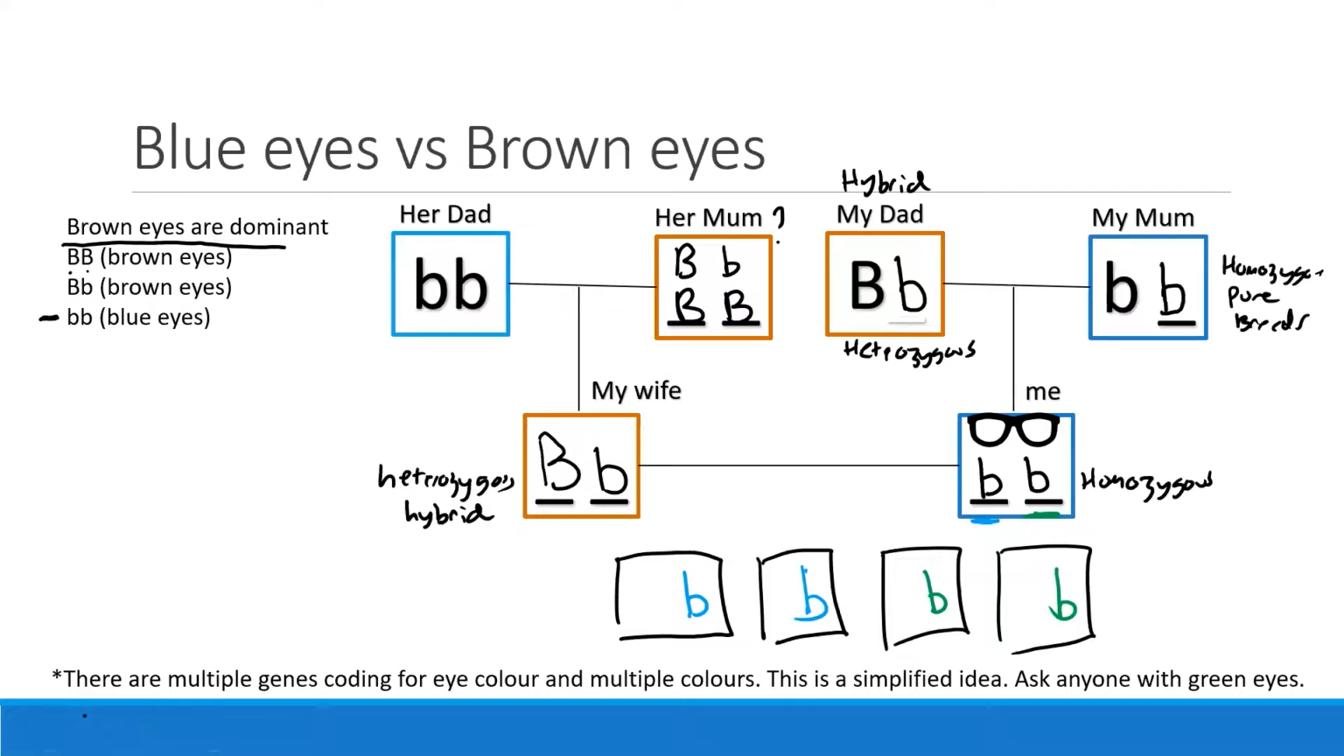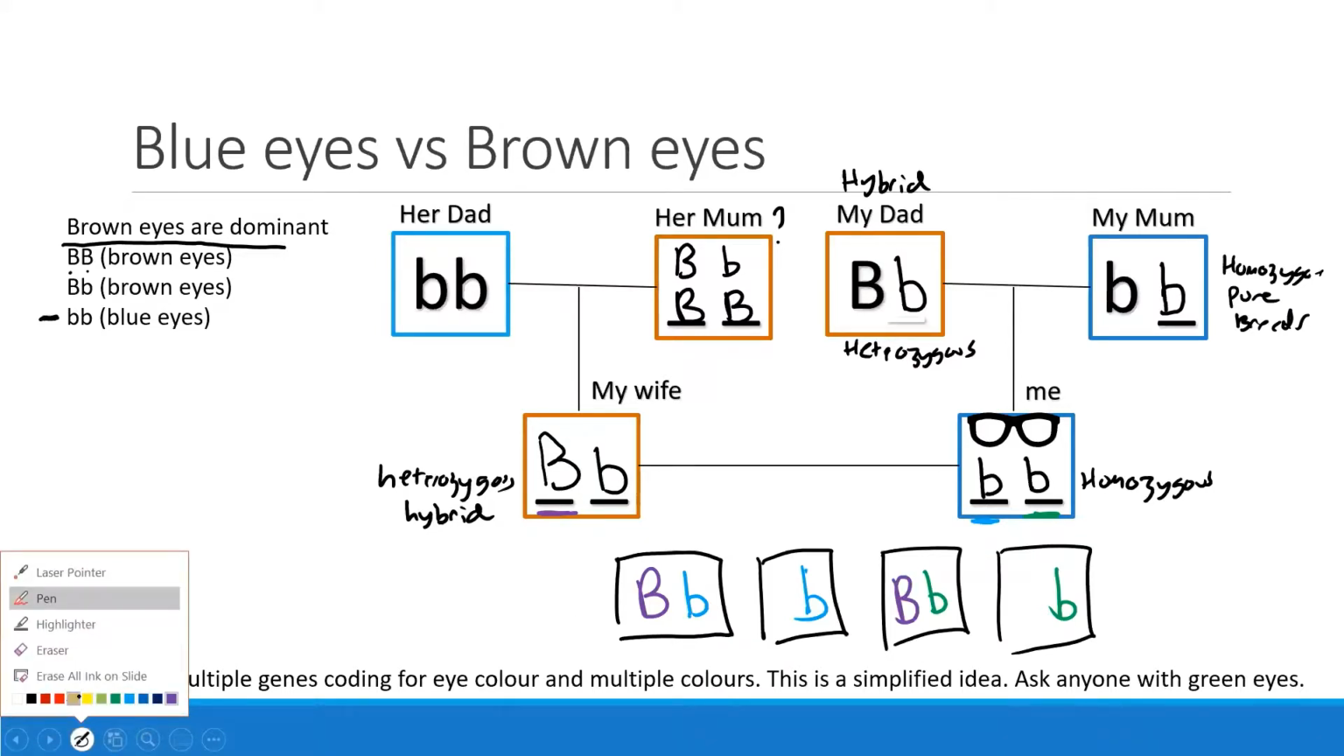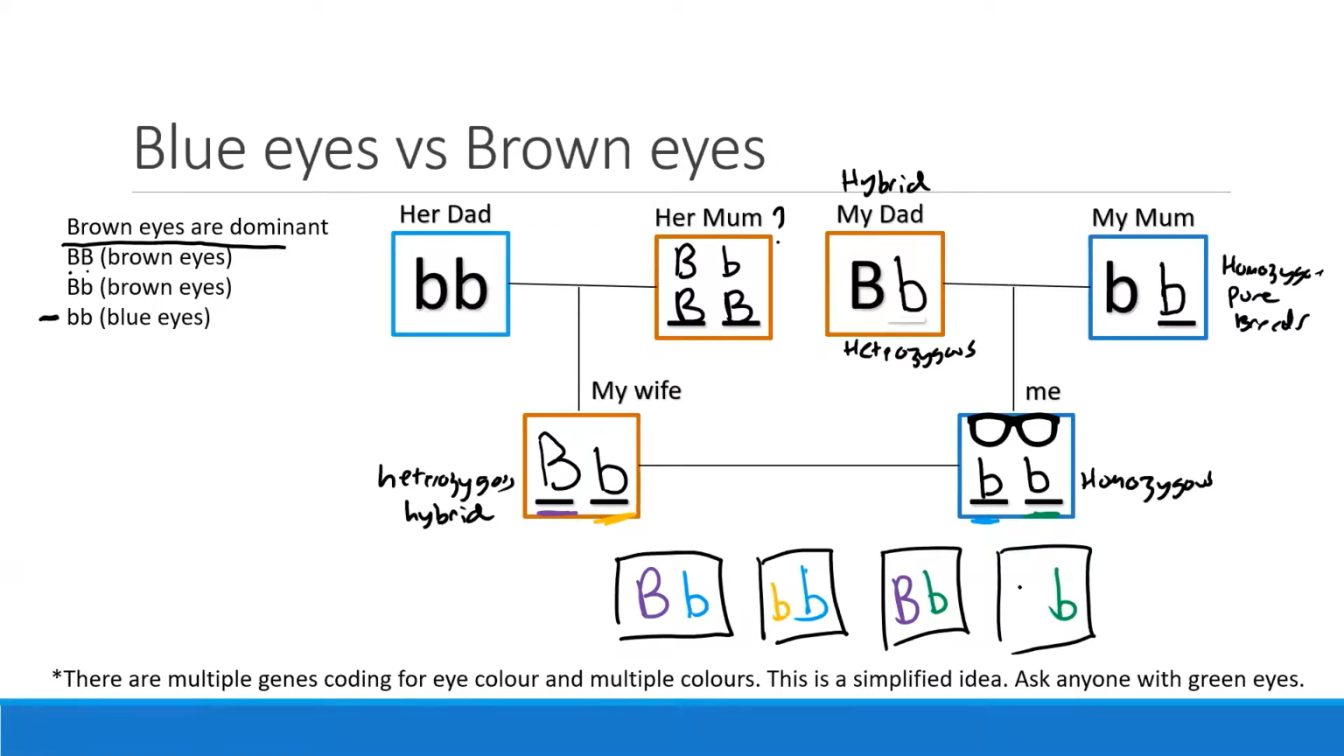But my wife, she could give either the uppercase B or lowercase, or she could give her, and I'll do a different color, we'll go with orange, she could give her lowercase b. And those are the 4 combinations that could happen.